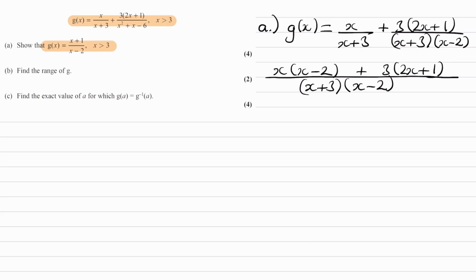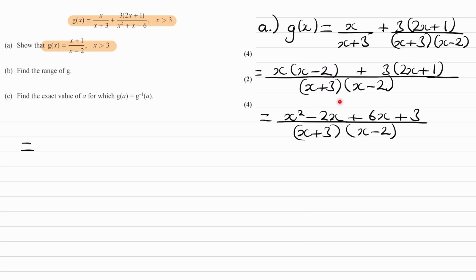So now we can simplify this. So multiply it all out, we get x squared minus 2x plus 6x plus 3, all divided by, I'll keep it factorized, so x plus 3, x minus 2. The numerator simplifies, so just bring these two terms together. They become 4x.